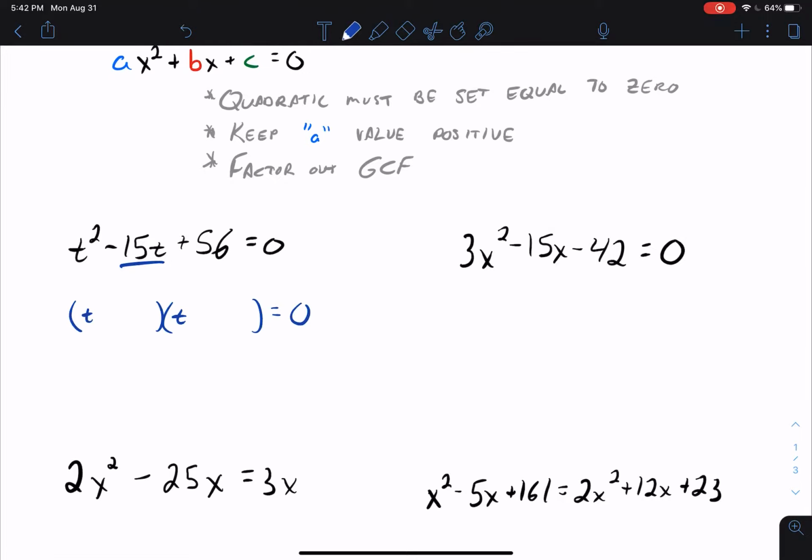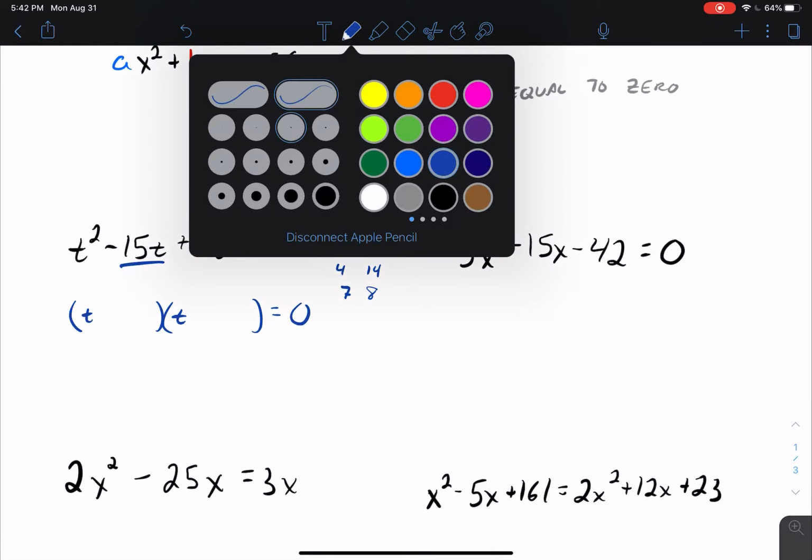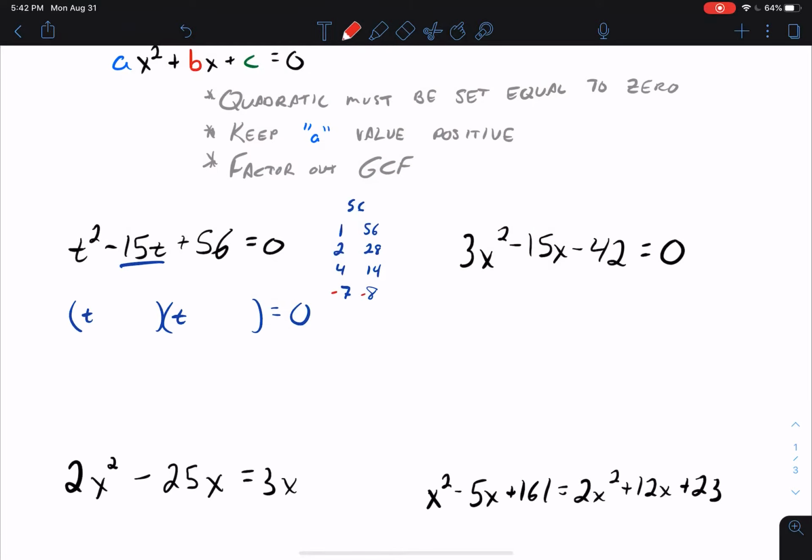All right, so I could list the factors of 56. I got 1 times 56, 2 times 28, 4 times 14, and then 7 and 8. Do any of those combine to give me negative 15? Yes, negative 7 and negative 8. So t minus 7 and t minus 8.